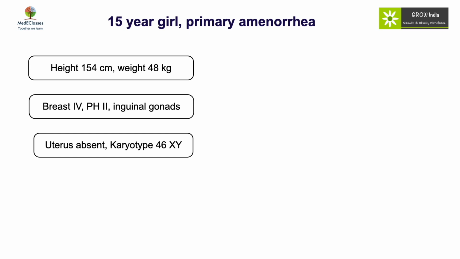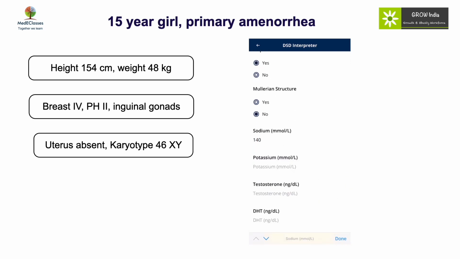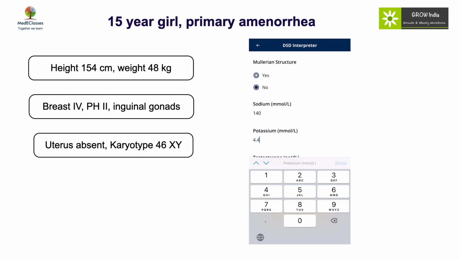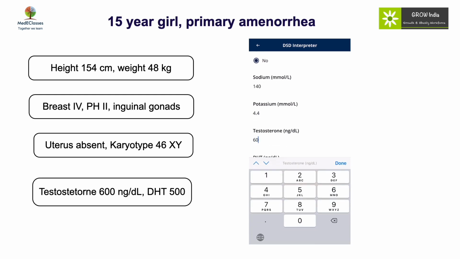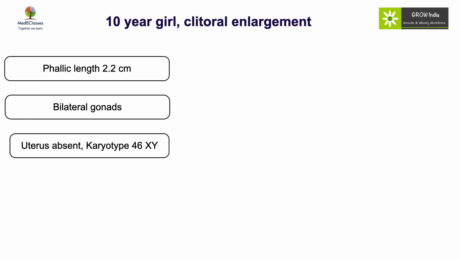A 15-year-old girl with primary amenorrhea with a reasonable height, stage 4 breast development, mild pubic hair development and inguinal gonads. Uterus was absent, so we have gonads present, uterus absent. Again, XY DSD. Let's put it in our interpreter. It will ask about gonads being present, Mullerian structures being absent, electrolytes were normal. Of course, at this stage, we expect that to be normal. Testosterone levels were high and DHT was reasonably appropriately normal. So this is indicative of androgen insensitivity as identified by the application.